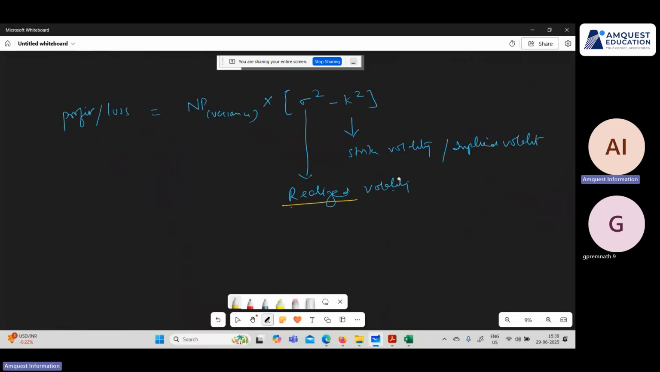But then the idea is that the profit or loss is being given by this. This is at t equal to 0 and this is t equal to t. Since I'm calculating my profit or loss at this point in time, on that day, the realized volatility is being given by this. Obviously, at t equal to 0, this sigma square is unknown. Make sense?